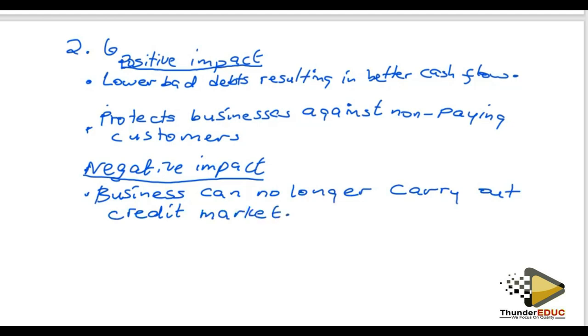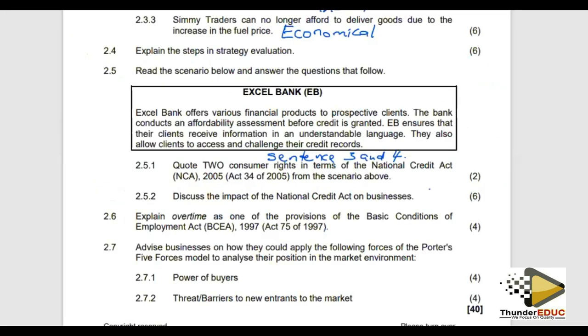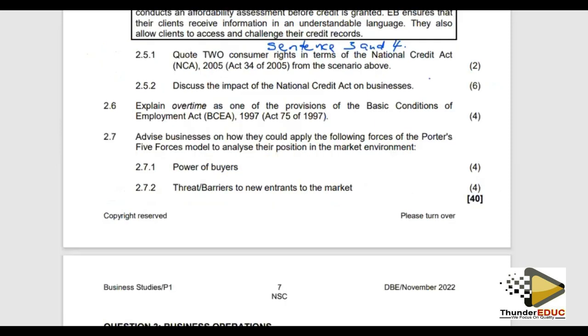Okay, right. So thank you very much, grade 12s. Now we can move on to the next question. The next question, we have landed on question 2.7. And question 2.7 addresses the issue of what? The issue of Porter's five forces model.